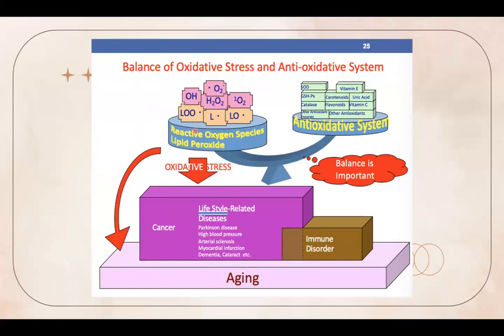The excessive production of ROS. This is where it all begins, when the antioxidative system does not work or has stopped working or is insufficient. And when this outweighs this one, this leads to the starting of multiple diseases in the body. This is why it's very important. This topic is very important for us as doctors.